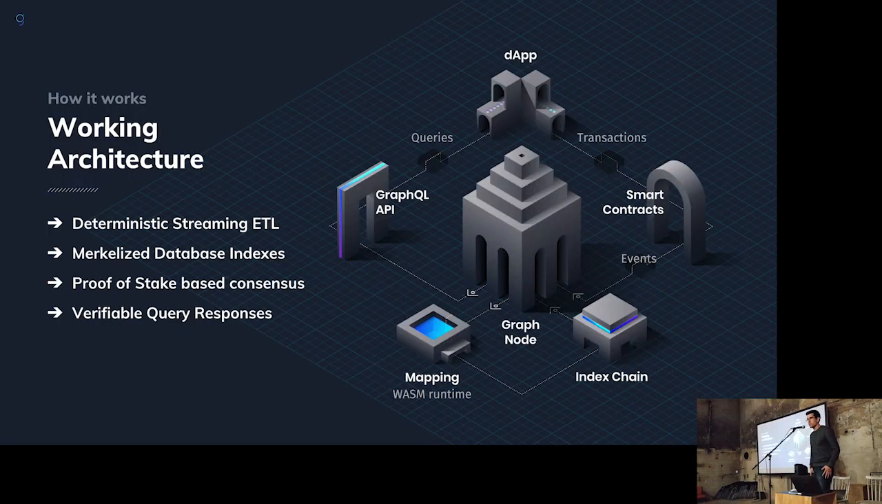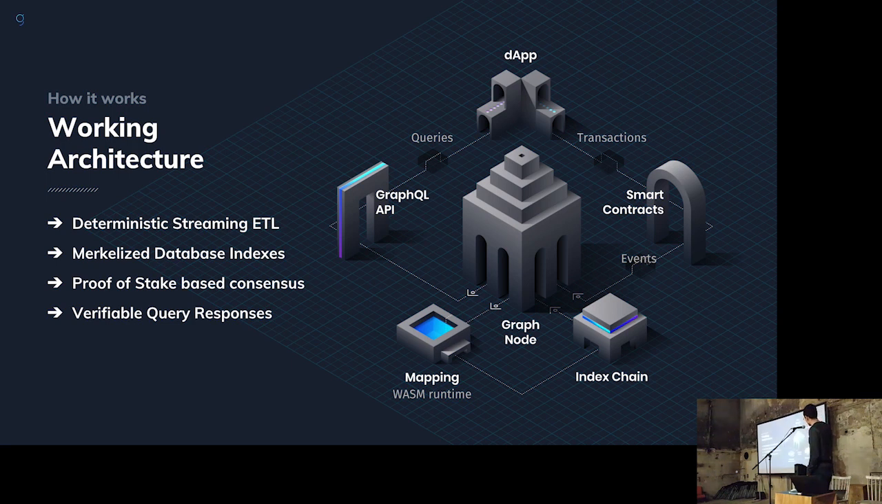So let's move into the actual design. This is the working architecture of our graph node. This isn't the entire system, but we'll start here. I'm going to take you through the whole loop. At the top, you see that we have the DApp, and it's a CQRS pattern for anyone that's familiar with that.